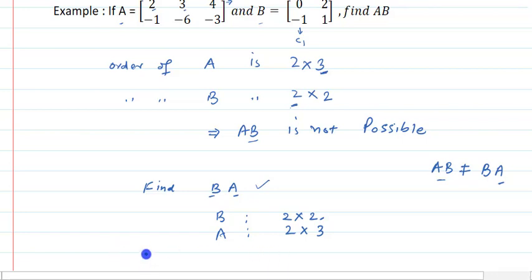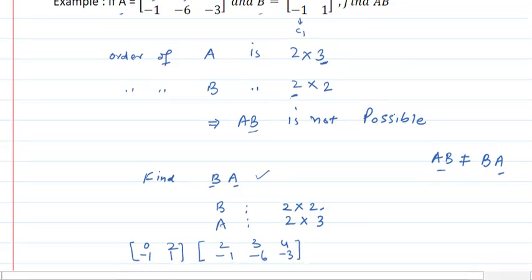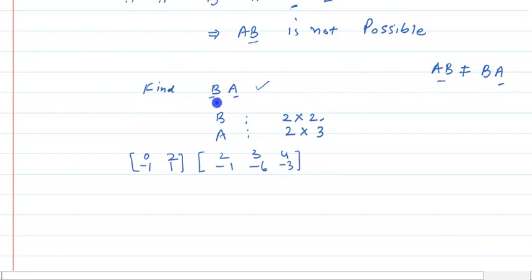So now let me calculate BA over here. Matrix B is 0, 2, minus 1, 1. And matrix A is 2, 3, 4, minus 1, minus 6, minus 3. So we need to take care of the order, whether we are finding BA or AB. If we are finding BA, then B should be written at the first position and A at the second position. We should follow the order. Now let us find BA.